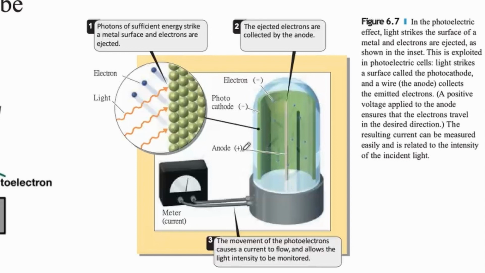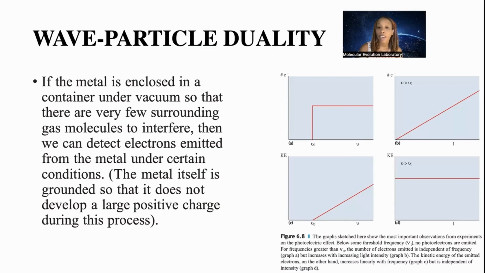A positive voltage is applied to this anode, and this ensures that the electrons are collected or travel in a specific direction. This resulting current can be measured easily and is related to the intensity of the incident light. So wave-particle duality speaks of the electron being both a wave and a particle.